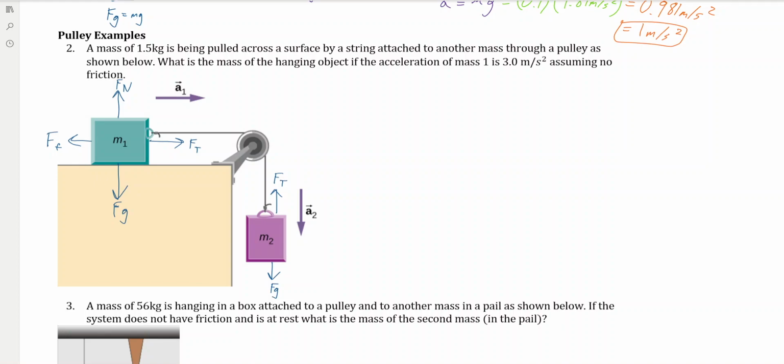Now it's really important that you note that this is Fg1 and this is Fg2, i.e. they're coming from different masses, so m2g and this is m1g. That's important to note, okay? And it's important to note that both forces of tension are actually equal to each other. So be aware of that.